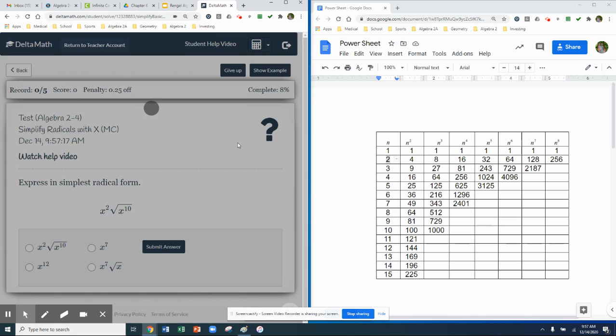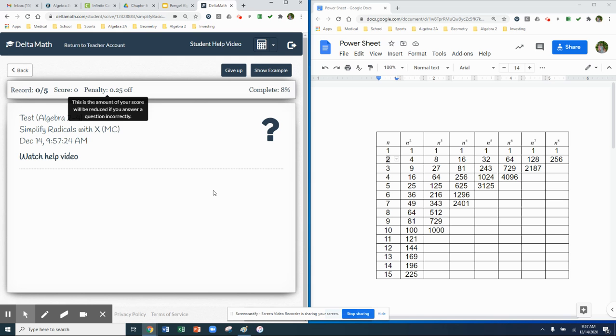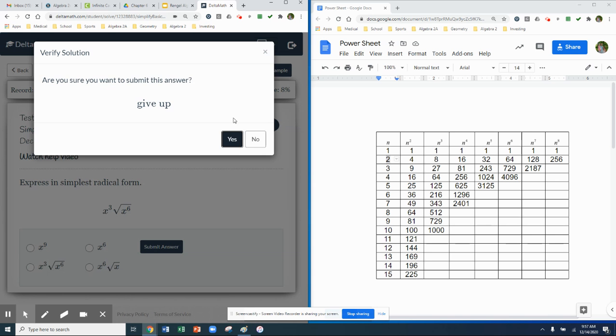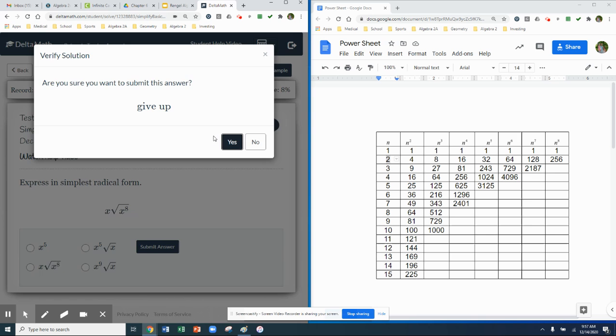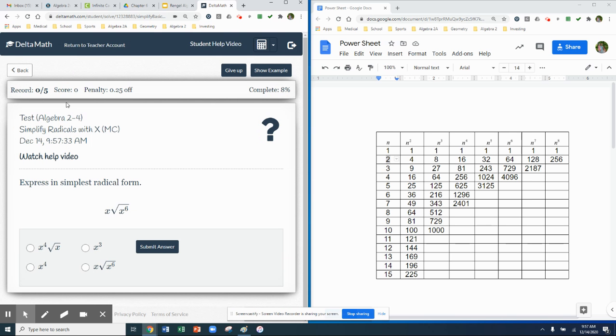And move on. I'm going to find one that's just a little bit higher difficulty if I can here. Maybe not. No, it's not letting me.